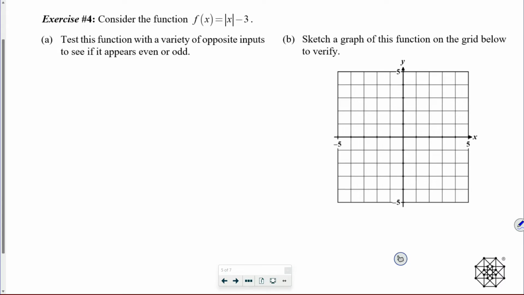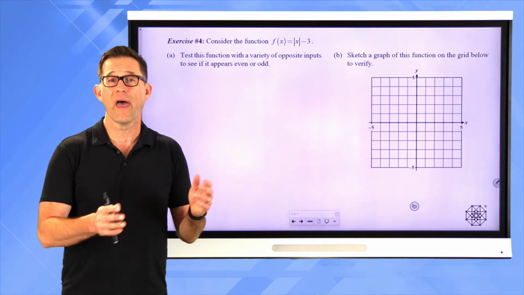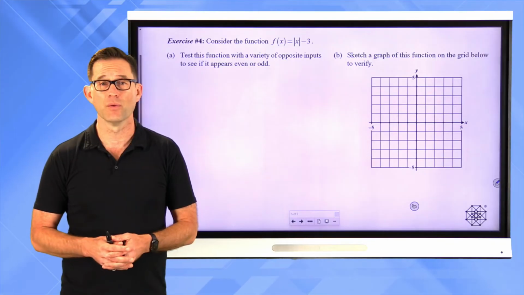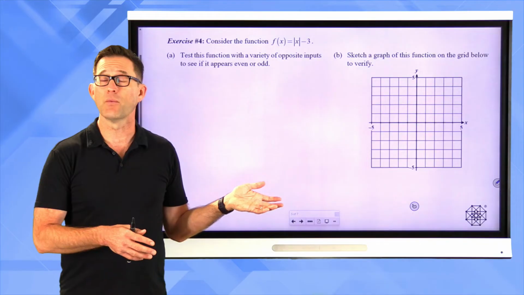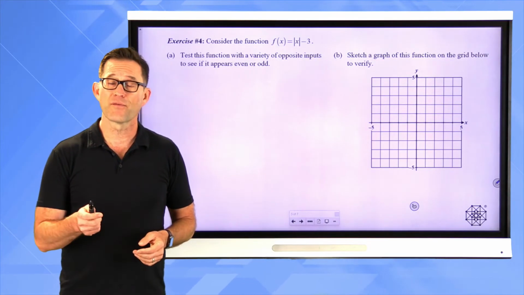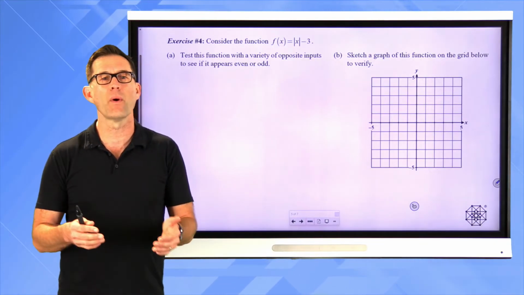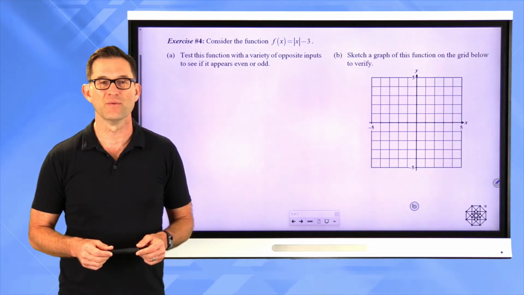Consider the function f of x equals the absolute value of x minus 3. Letter A, test this function with a variety of opposite inputs to see if it appears even or odd. All right, so what I'd like you to do is just try that. Take something like x equals 2 and x equals -2. Evaluate both in this function and see what you get. Then maybe try it again with another couple inputs that are opposite of each other and see what you get. And then from that, try to get some kind of feeling whether it's even or odd or neither. Pause the video now and see what you can do.